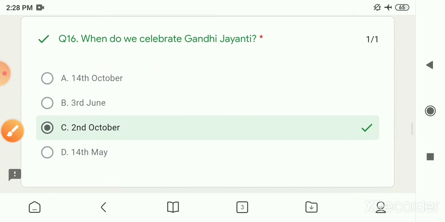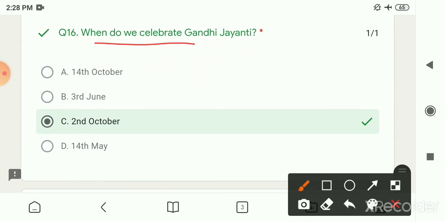Next is 16th number. When do we celebrate Gandhi Jayanti? The options are 14th October, 3rd June, 2nd October or 14th May. So here your answer is option C, that is 2nd October. We are celebrating Gandhi Jayanti on 2nd of October. So here your answer is option C.